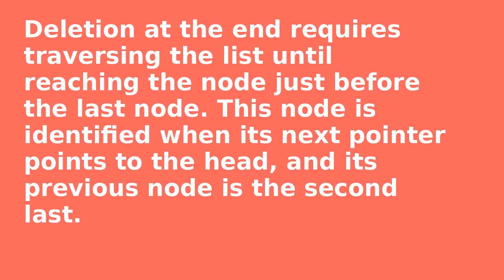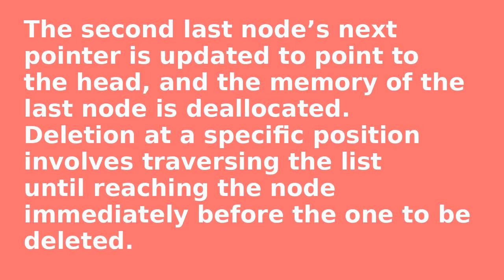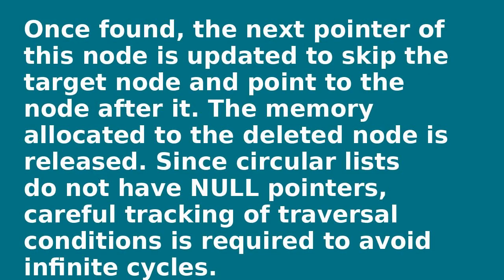Deletion at the end requires traversing the list until reaching the node just before the last node. This node is identified when its next pointer points to the head, and its previous node is the second last. The second last node's next pointer is updated to point to the head, and the memory of the last node is deallocated. Deletion at a specific position involves traversing the list until reaching the node immediately before the one to be deleted. Once found, the next pointer of this node is updated to skip the target node and point to the node after it. The memory allocated to the deleted node is released.